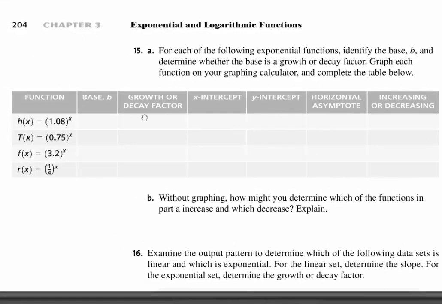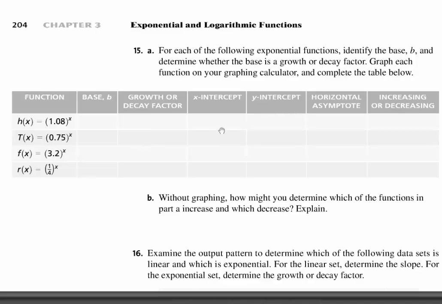So for example, we're given a function, h of x equals 1.08 to the x, and we're asked to identify the base, the growth or the decay factor, the x-intercept, the y-intercept, the horizontal asymptote, and identify if it's increasing or decreasing. So the base is simply the number that's attached to the exponent. So in the first case, we have 1.08, 0.75, 3.2, and a quarter. If it's greater than 1, we know it's growth. If it's less than 1, but greater than 0, we know we have decay.